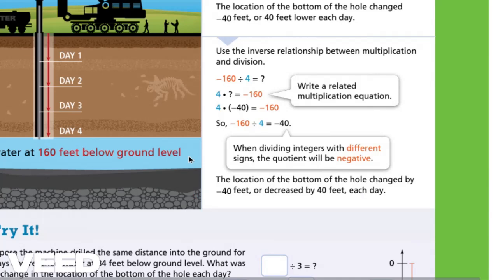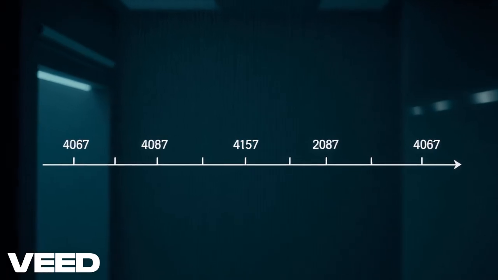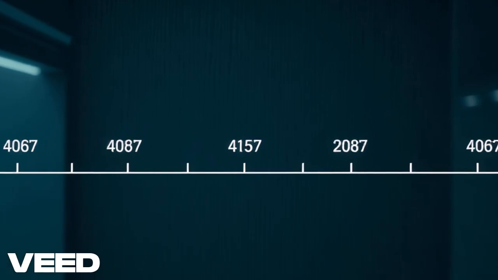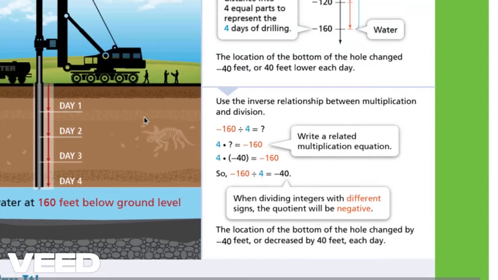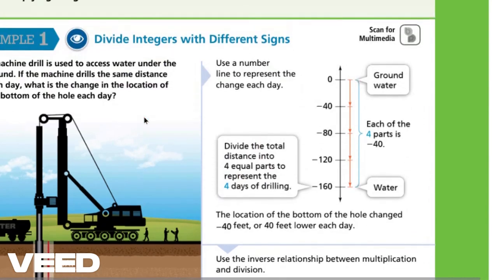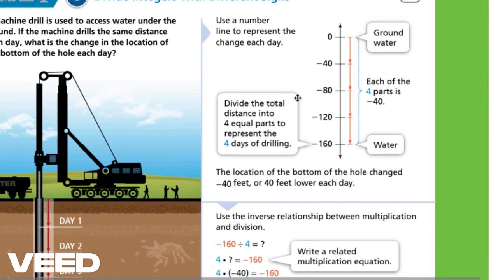So that same way we had that 200-meter sandwich divided amongst 20 students, here we have 160 feet depth divided amongst 4 days. So essentially what we want to do is divide 160 by 4 to find out how much was drilled each day. We want to divide it into 4 equal parts.